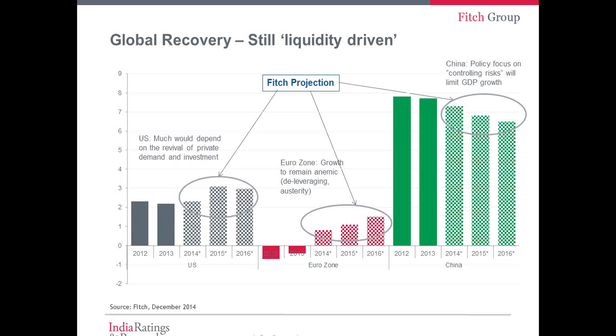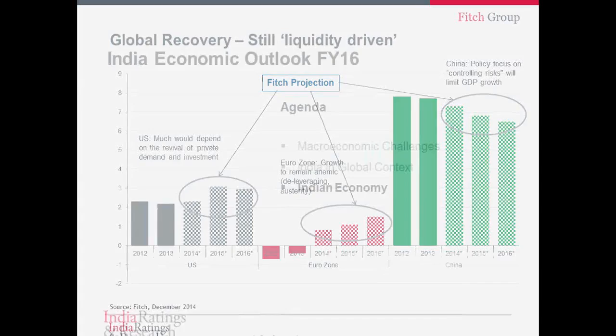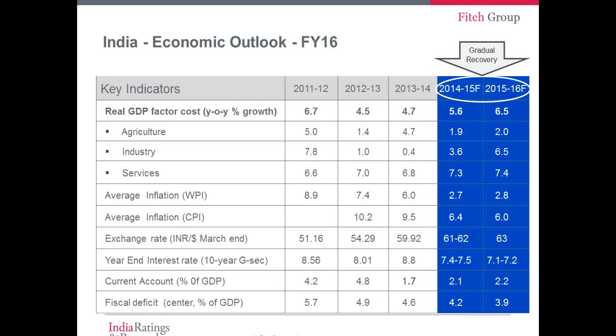In fact, in the case of India, roughly 60 to 65% of our overall demand comes from domestic demand. In the case of China, it is just about one-third, about 30%. So that's the difference. So with this overall backdrop, let me move on to India.